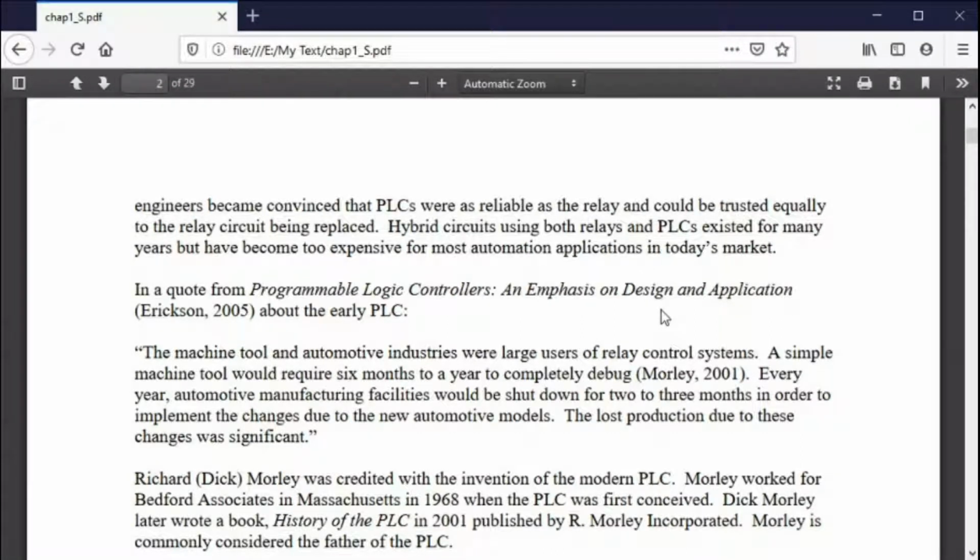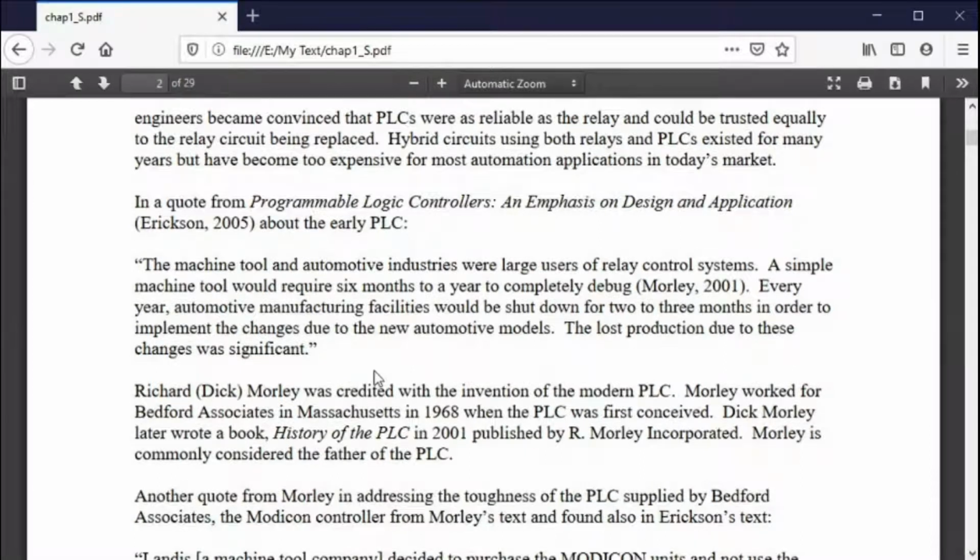guy that first invented the programmable controller, and he said here, the Programmable Logic Controller, emphasis on design and application. And this is from author Erickson about the early PLC. The machine tool and automotive industries were large users of relay control systems. A simple machine tool would require 6 months to a year to complete. Every year, automotive manufacturing facilities would shut down for 2 to 3 months in order to implement the changes due to the new automotive models. The lost production due to these changes was significant.